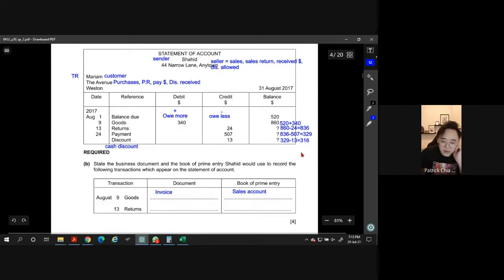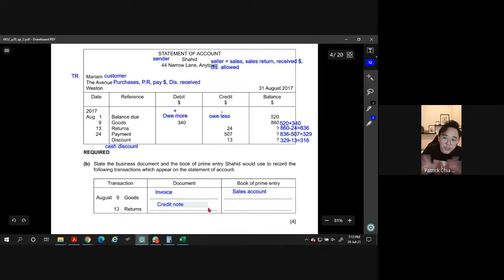Okay. Can you see how to read a statement of account, how to calculate? Is that okay? Right. So for returns, which document is sent by Shahid, by the seller? If you're talking about returns, this is sent by the seller. Okay. So not the customer. If they ask you about the customer, then the customer only sends one thing, which is debit note. Are you guys okay? You can remember like this. So debit note is only by customer. So in these questions, this is credit note. Okay, this is credit note.